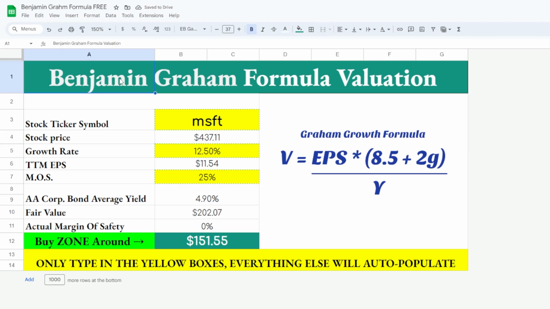Now, although there's tons of different Benjamin Graham formulas out there that do have different metrics that take things from the previous and the revised Graham formula, I went in and built out a Benjamin Graham formula valuation tool that has the following inputs.